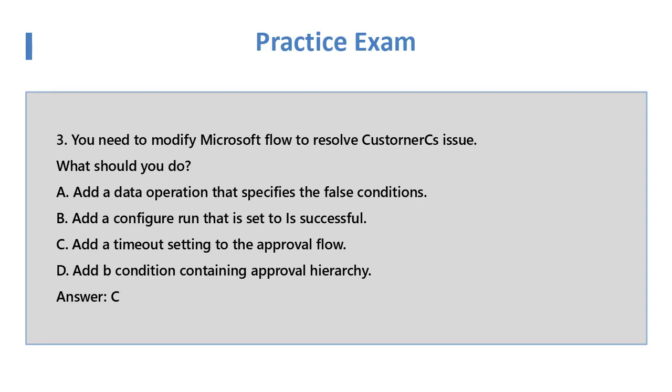3. You need to modify Microsoft Flow to resolve customer C's issue. What should you do? A. Add a data operation that specifies the false conditions. B. Add a configure run that is set to as successful. C. Add a timeout setting to the approval flow. D. Add a condition containing approval hierarchy. Answer: C.